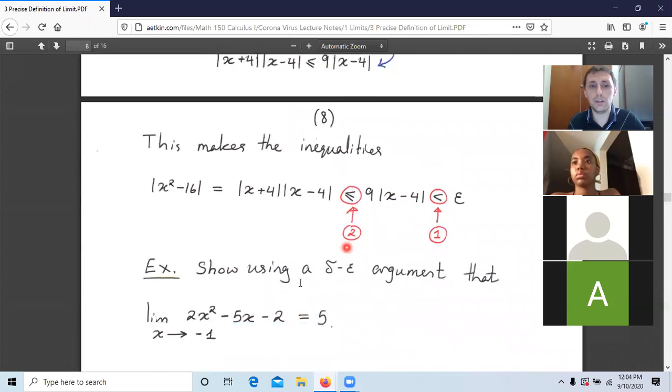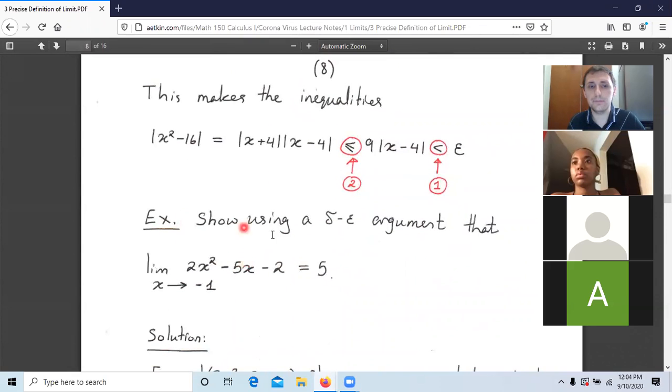Let's see if you got it, guys. Try to solve this example. The limit as x goes to -1 of 2x squared minus 5x minus 2 is equal to 5. Use delta epsilon to prove that this is indeed so.